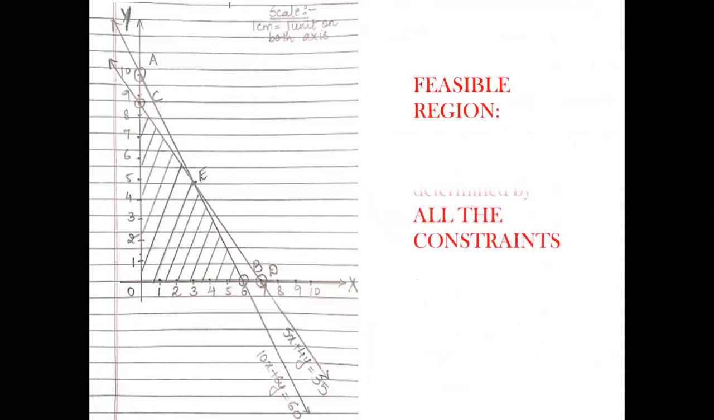Now we are talking about the feasible region. What is the meaning of feasible region? Feasible region means it is the common region determined by all the constraints. In this case, we had two constraints, and this is the feasible region which is determined by the constraints.